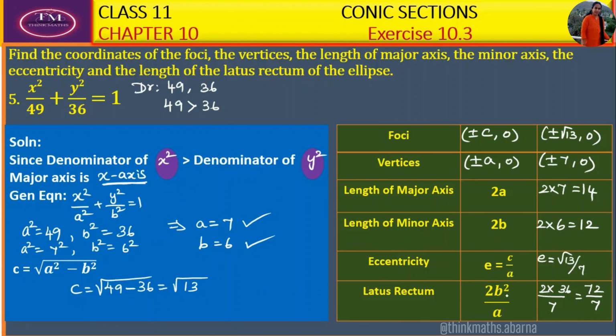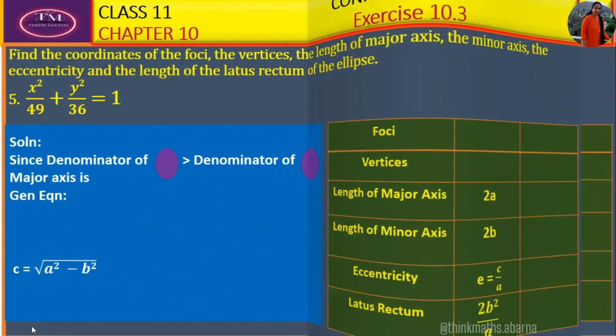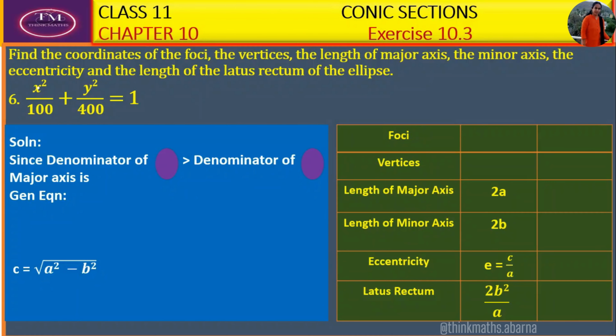Clear children? So moving on to the sixth one. Here the equation is x square by 100 plus y square by 400 equal to 1. So what are the denominators? 400 and 100. So here 400 is greater than 100. Denominator of y square is greater than the denominator of x square. So y square is greater.